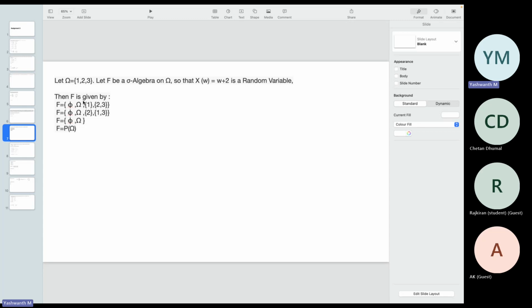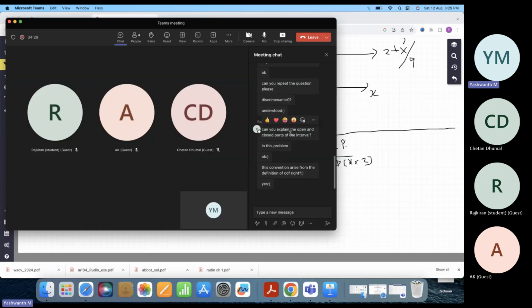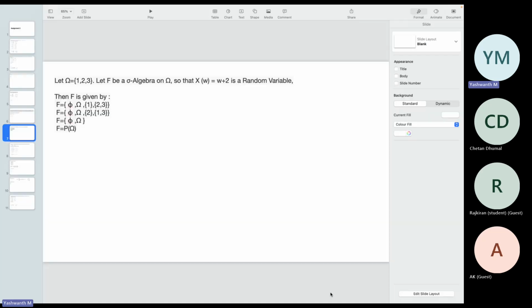I think we have seen this in one of the previous assignments, a similar question. Any questions on this?